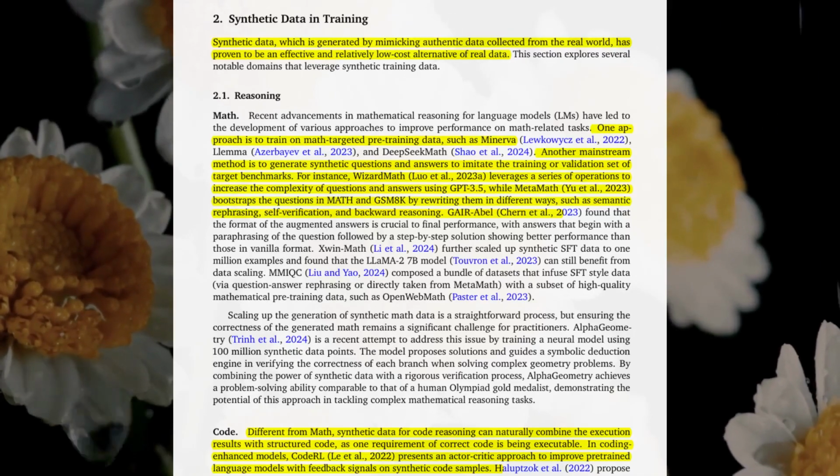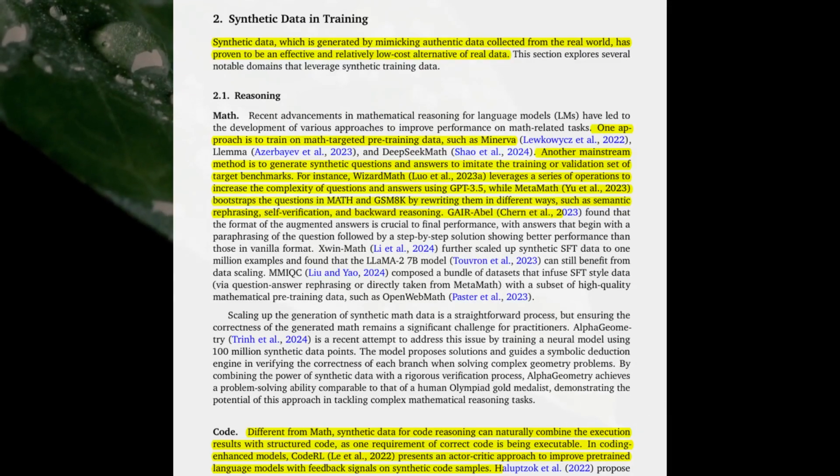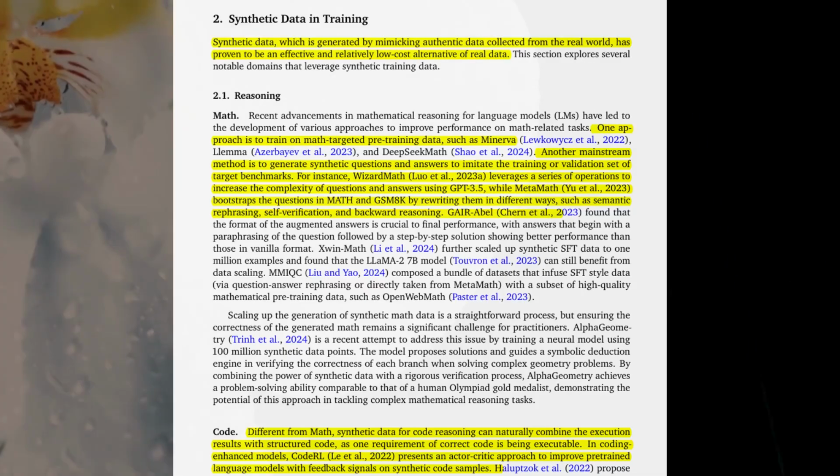Assisting human evaluation. Synthetic data can serve as a reliable and efficient alternative to human evaluation in certain tasks. Benchmarks like AlpacaEval and MT-Bench leverage synthetic data and LLM-based judgment to assess the capabilities of chatbots and other language models. Challenges and limitations.